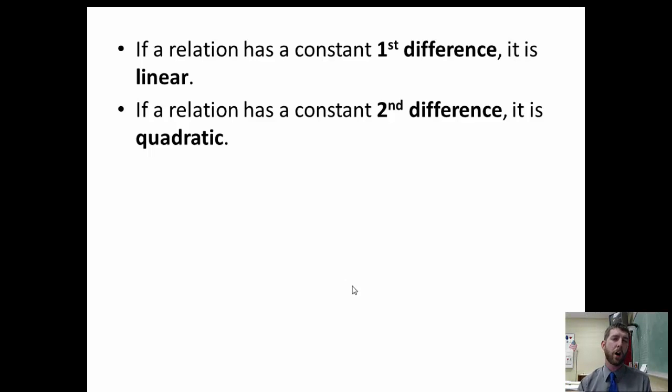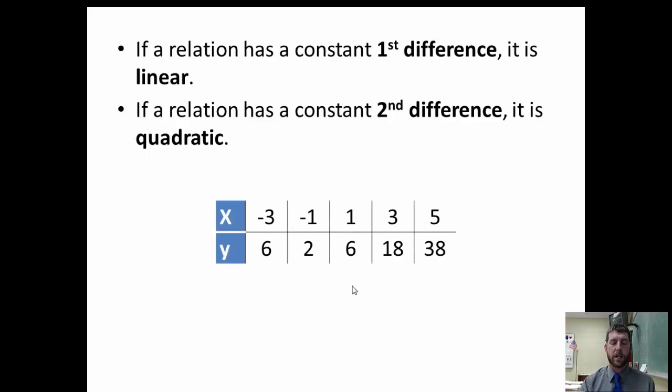If they come out as almost constant, you could get a quadratic that comes very close to it, and that gets into where our modeling and our predictions and our regression lines come in. But let's look at ones that are actually a perfect fit. Either the first difference is constant, making it linear, or the second difference is constant, making it quadratic. So let's say we have this problem, this relation right here. So we have all these points and we want to find the differences.